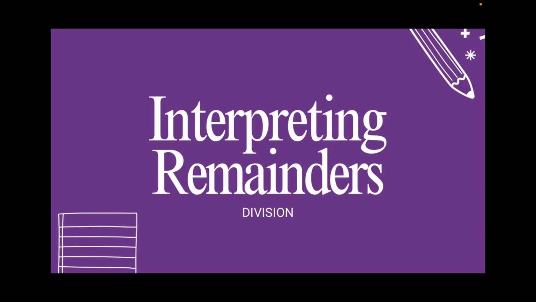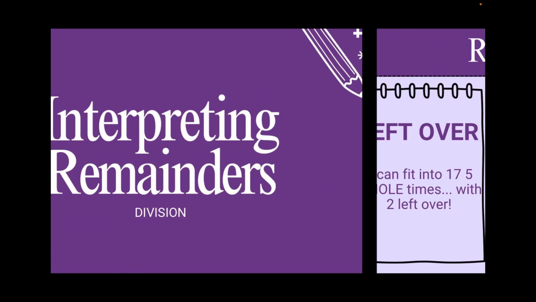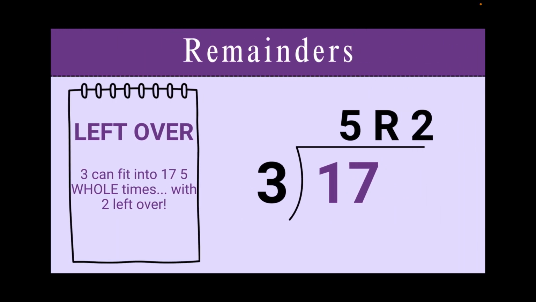In this video, we're going to cover the skill of interpreting remainders. Remainders are what is left over in a division problem. So, for example, if we're doing 17 divided by 3, 3 can fit into 17 5 whole times without going over, but it's going to leave 2 left over. So our answer would be 5 remainder 2.